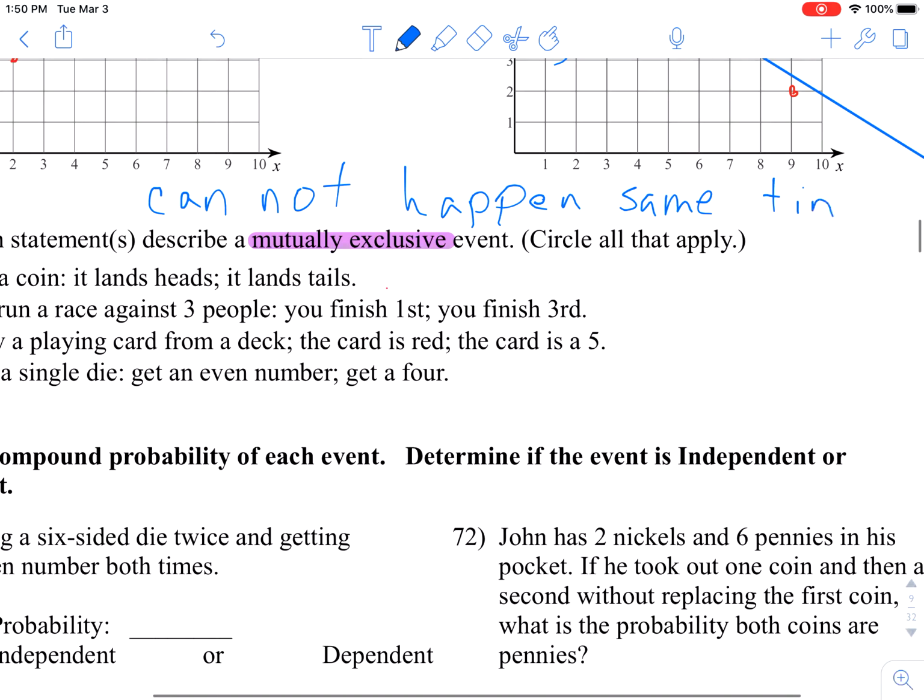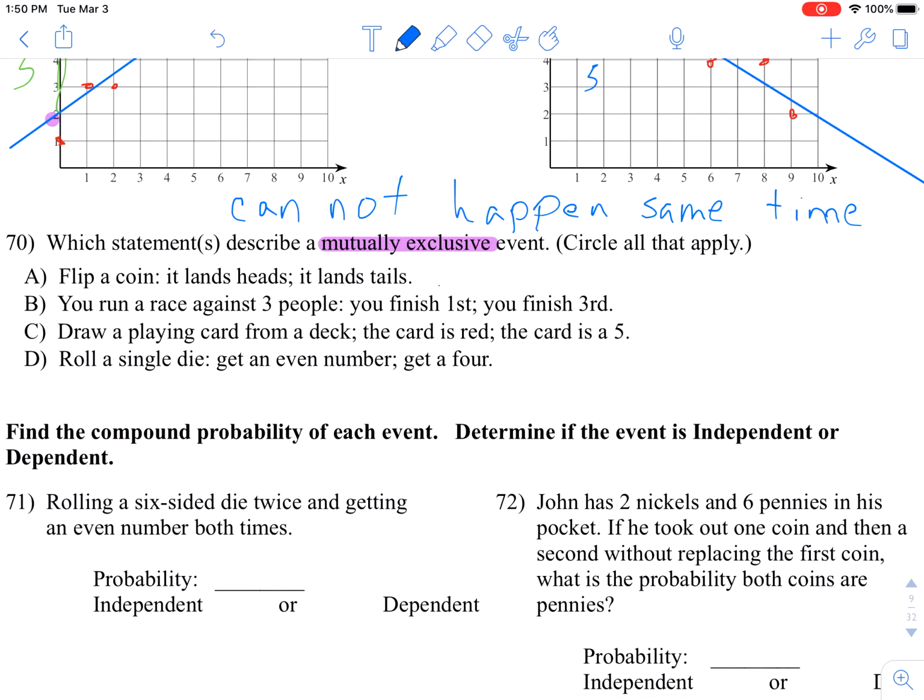And it says, for this question, for number 70, which statement describes a mutually exclusive event? Circle all that apply. So if we think about A, it says, flip a coin, it lands on heads, it lands on tails. Can you flip a coin and it land on both heads and tails at the exact same time? You cannot. So that means that that is mutually exclusive. So A is a mutually exclusive event. It cannot happen at the exact same time.